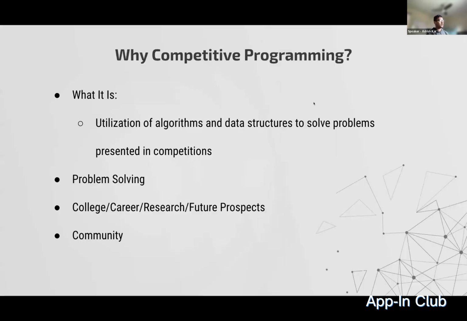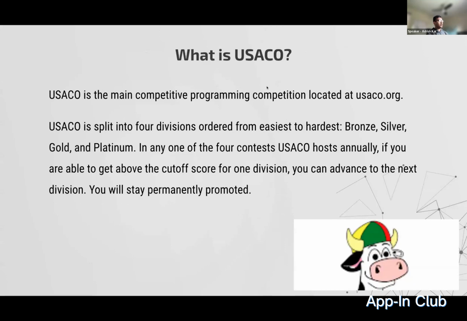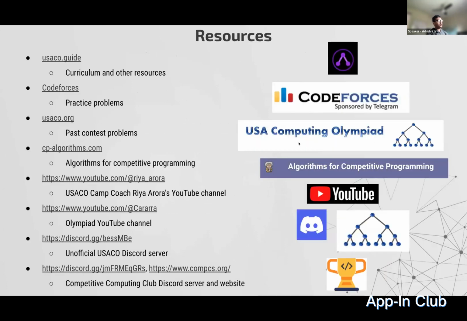Okay, cool. So Tony talked about what USACO is and why you should do competitive programming. So the next thing would be to naturally talk about resources for USACO. Here you can see some resources to prepare for USACO. Just going down the list, we have USACO Guide. I'm sure most of you attending have probably already used this.